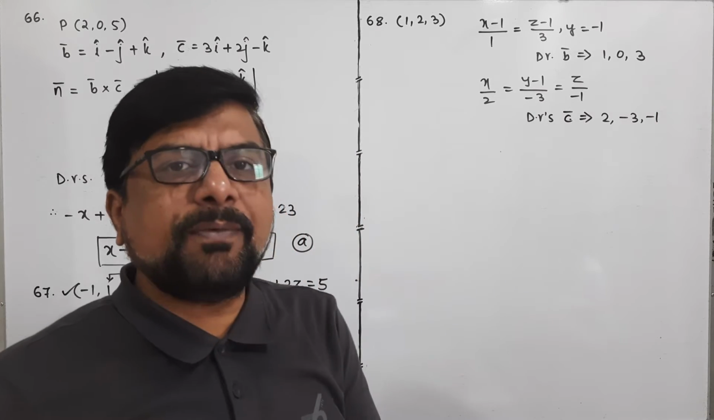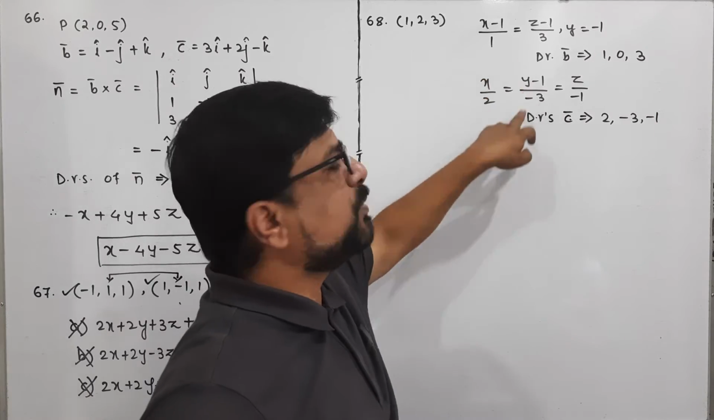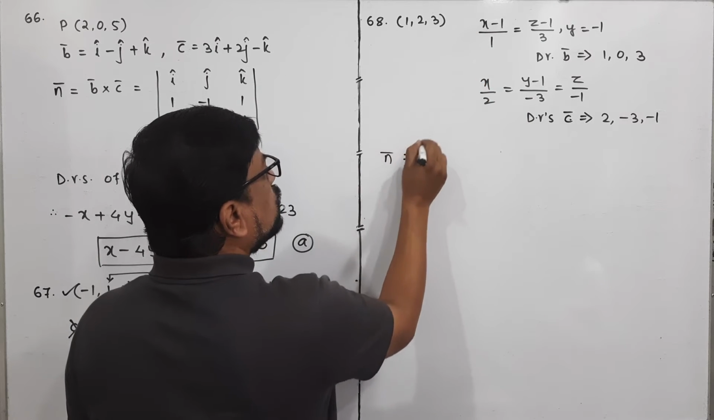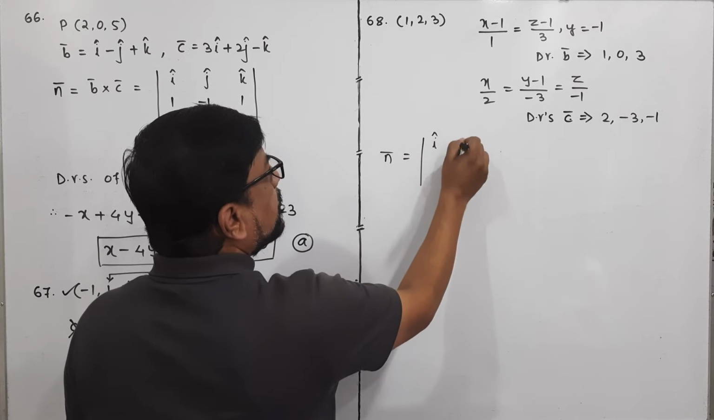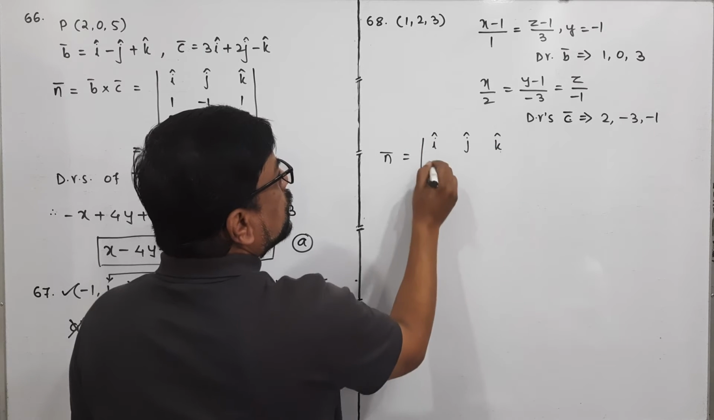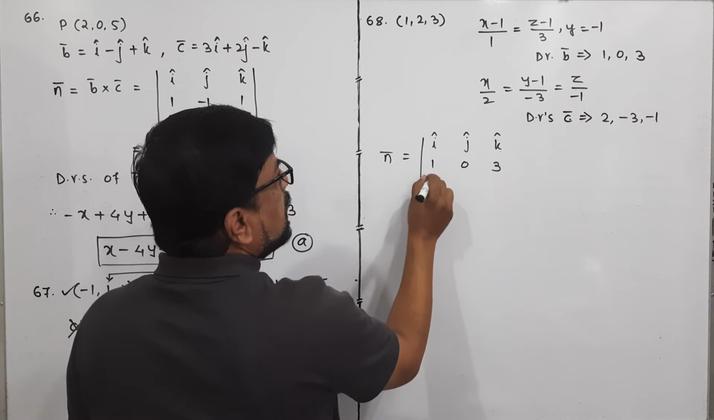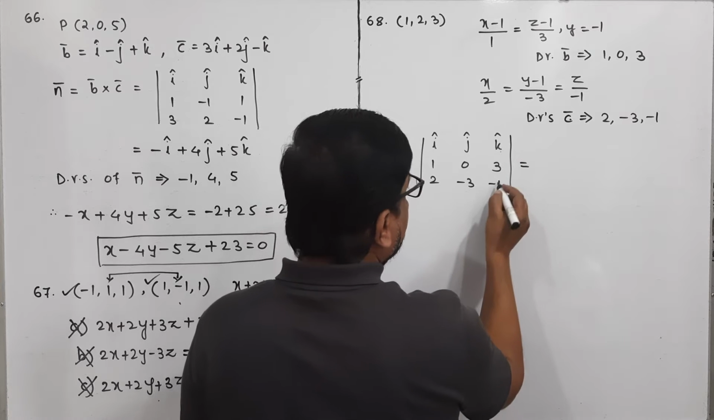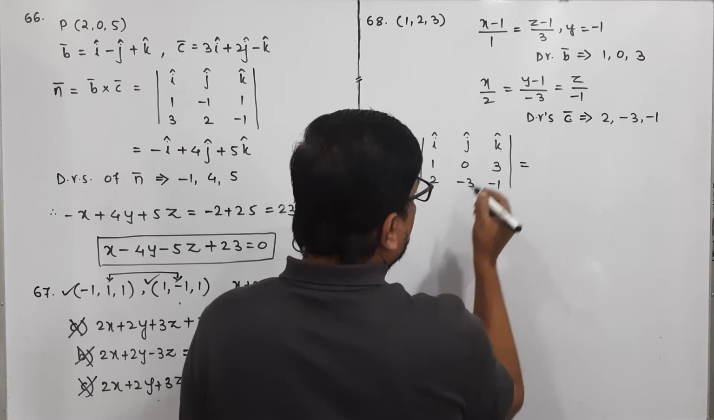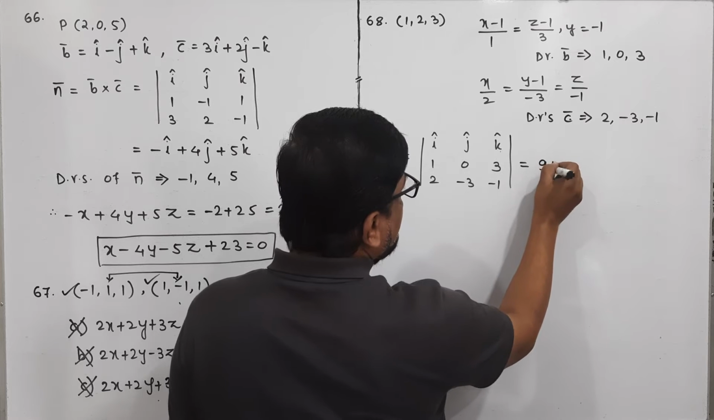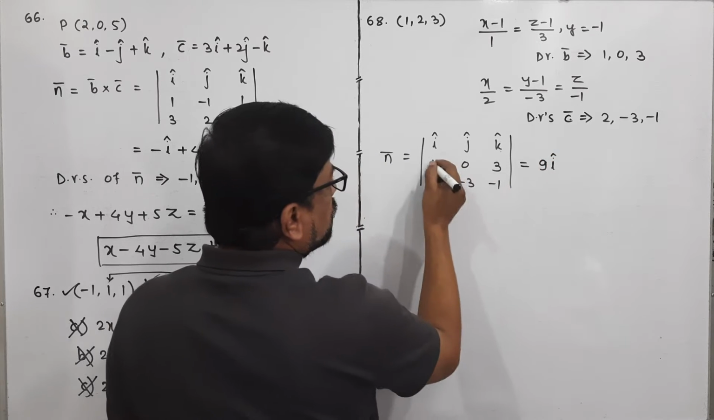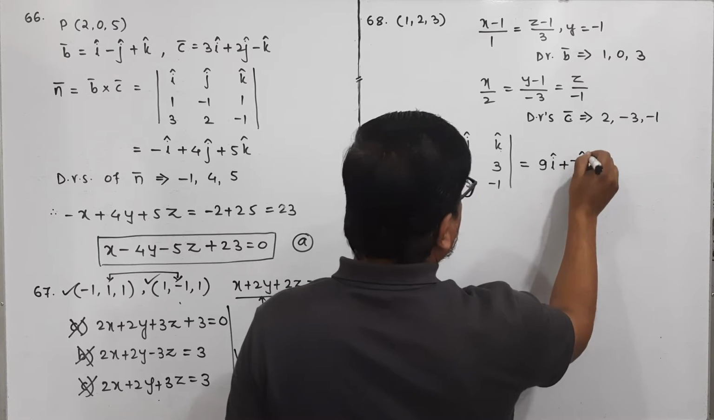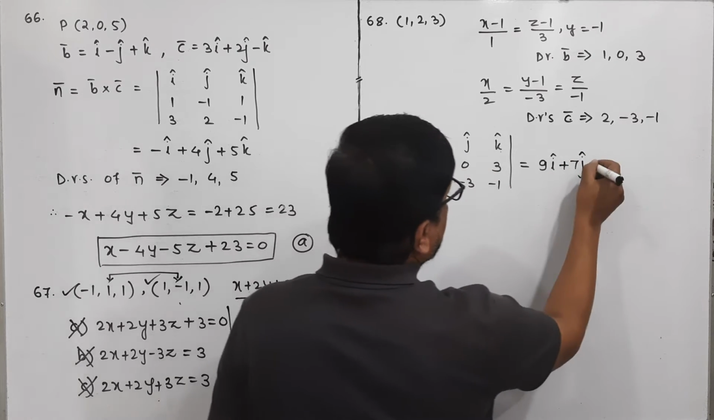Now find the normal vector, which is the cross product of these vectors, because the plane is parallel to these two lines. Therefore n vector is equal to the determinant of i, j, k; 1, 0, 3; and 2, minus 3, minus 1. That is equal to 0 plus 9, 9 i cap, minus 1 minus 6 means plus 7 j cap, and minus 3 plus 0 is minus 3 k cap.